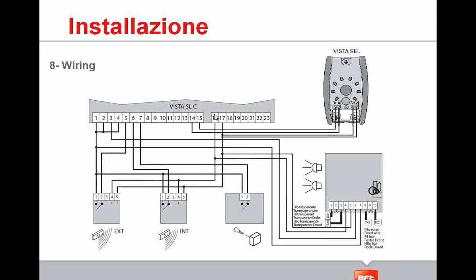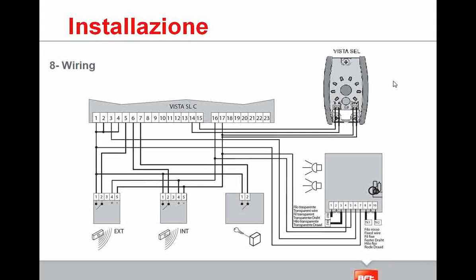For the wiring, this is one example of one configuration. You can connect an external radar, one internal radar, for example, one key selector like V key, and also a photocell, and the Vista selector. The Vista selector is the same that you use for Vista SL, Vista SLC. And from here, you can change the configuration of the door.